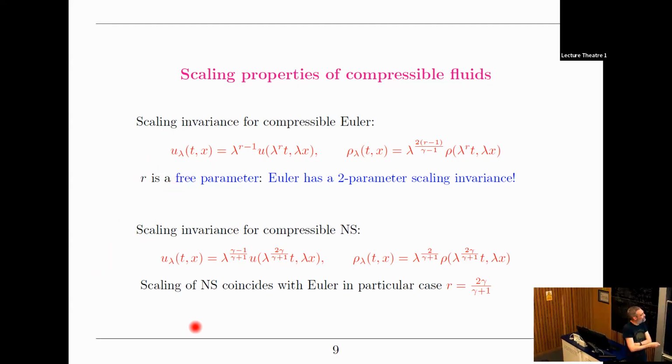Since I'm going to focus on compressible Navier-Stokes, let me also mention that Navier-Stokes has a scaling, but now you're in the more familiar territory of a one-parameter scaling. The scaling of Navier-Stokes coincides with the Euler one for a particular case, and the particular value is R equal to 2 gamma over gamma plus 1.